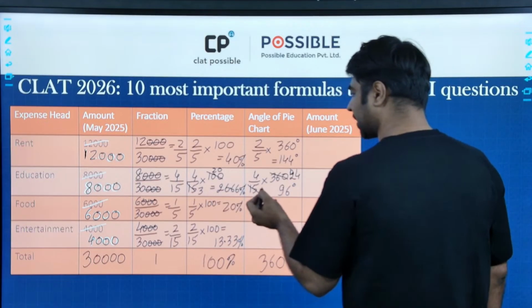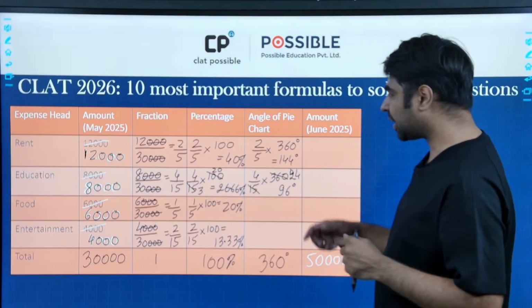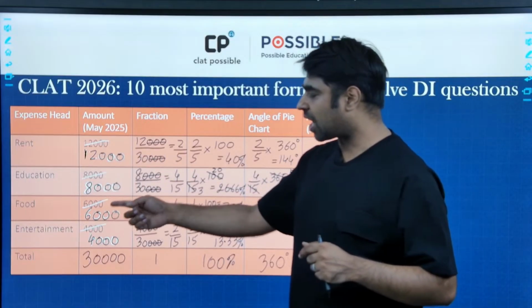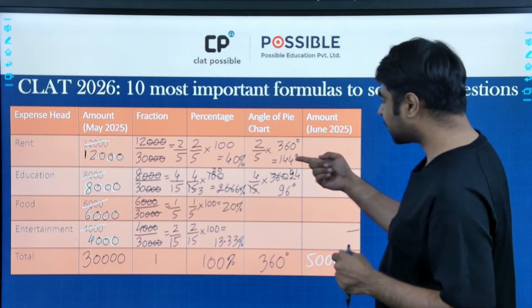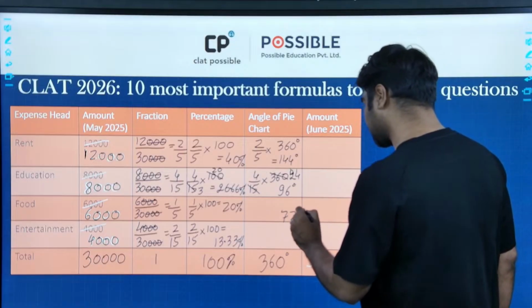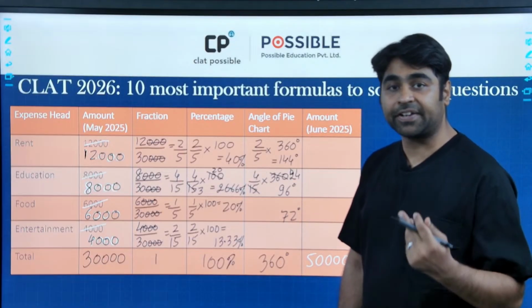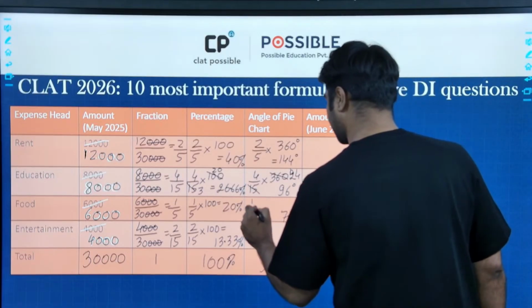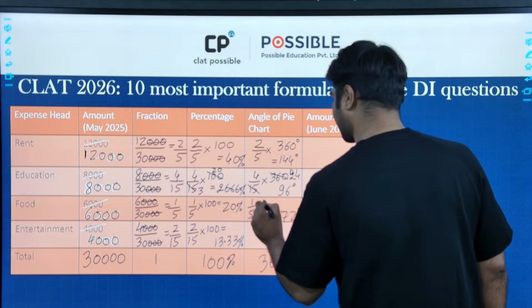Similarly, can I now just think that 12,000 half is 6,000, so 144 half will be 72 degrees. So that is the use and the benefit of thinking logically. Otherwise, you obviously could have got the answer by just doing 1 upon 5 into 360 as well.